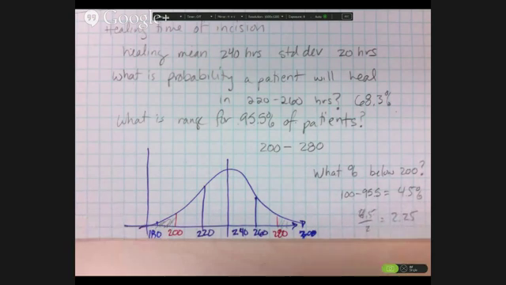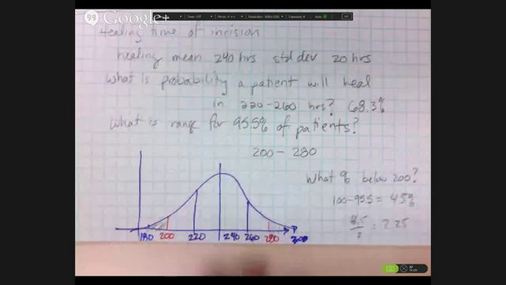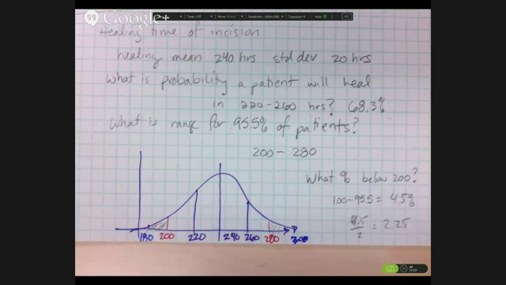Do you think the people below 200 might warrant a little bit of extra attention? Yeah, there's something wrong. So if you know your data and your stats, you can actually improve patient care because you know you need to pay some attention to them. All right?